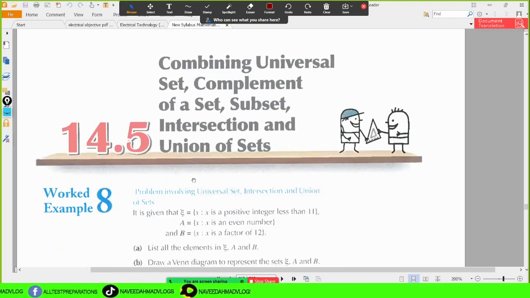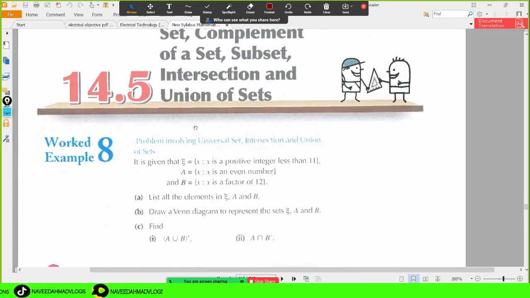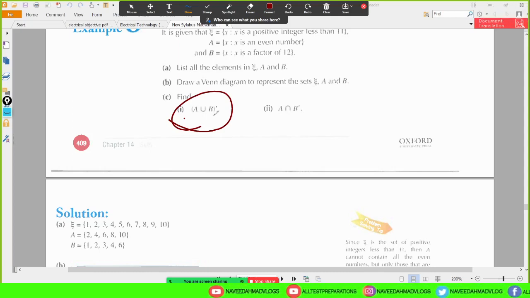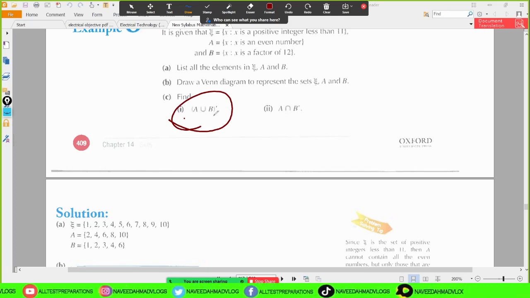Okay. Combination, inverse set, complement of a set, subset combination. Okay, A union B, then complement. Complement is on A union B. So first of all, you will need to find the A union B. Then you will take the complements. Okay. Next.